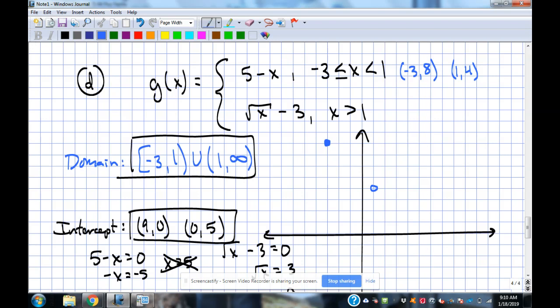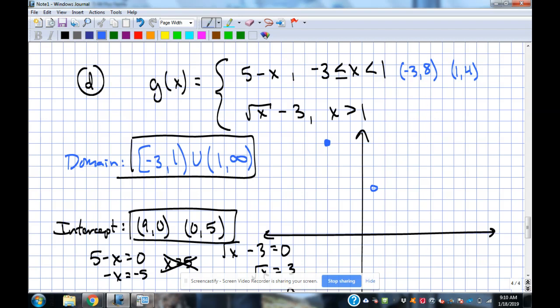5 minus x. Is that linear or is it curved? It's not in slope-intercept form, but it could be easily moved to where it is, right? It's negative x plus 5, right? So that is a straight line between those.